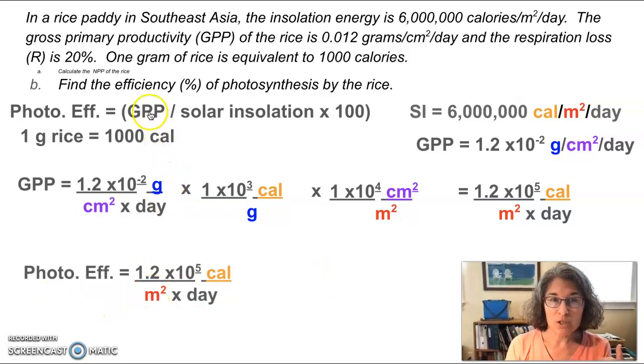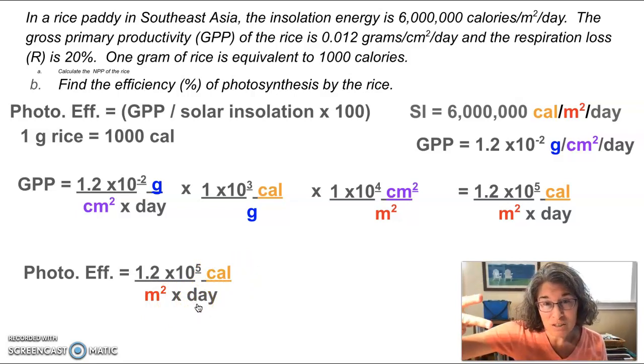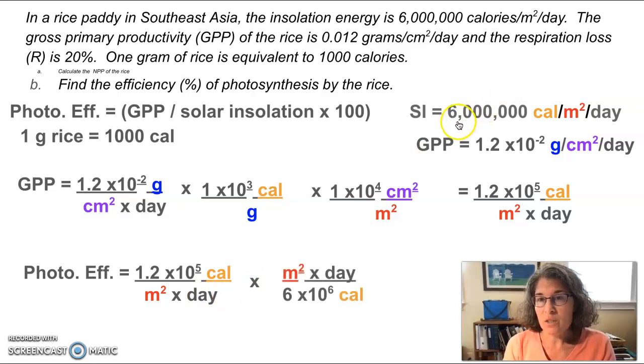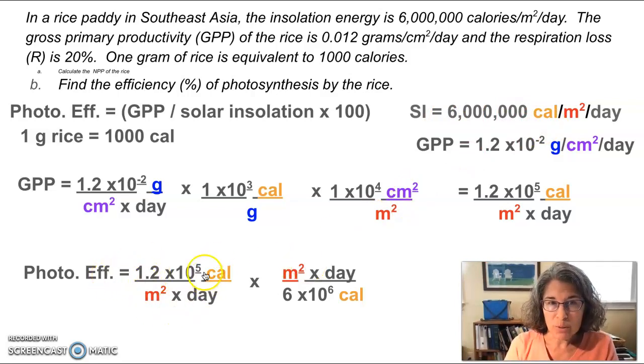So again, we're going to do our GPP, which we've now expressed as 1.2 times 10 to the fifth calories per meter squared per day. And we're going to divide it by our solar insolation. Remember, when you're dividing by a fraction, you're really flipping it over. And solar insolation is expressed in a way that we can express it as a fraction. So it's 6 million calories per meter squared per day, or 6 million calories over meter squared per day. I took that fraction and I flipped it over. So I'm multiplying my GPP by 1 over my solar insolation.